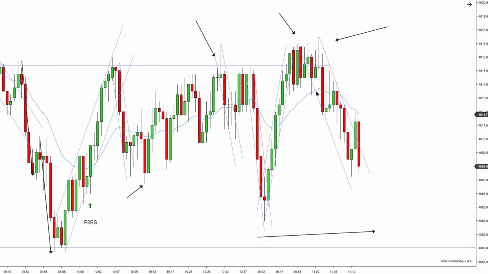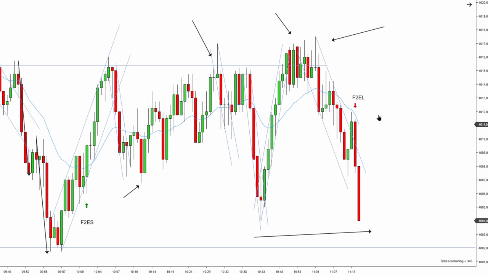All right, this is a failed second entry long, a high priority setup. Unfortunately, this is unenterable because your stop loss has to go above this first bullish signal bar. This is a double bar entry. And by the time you can enter, it is way too big.